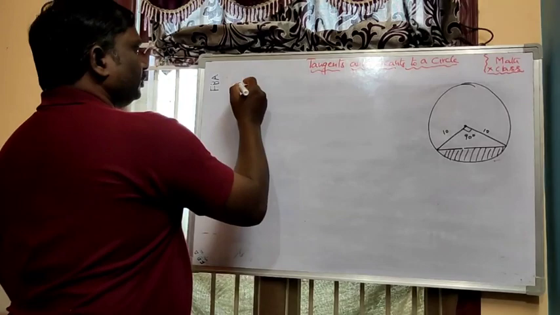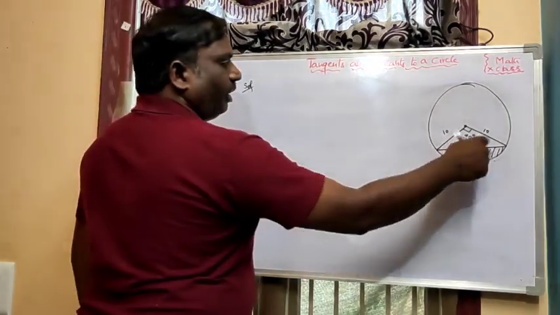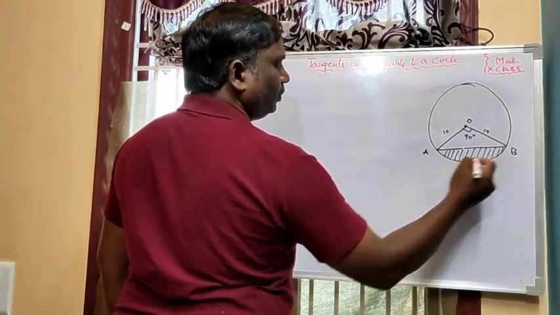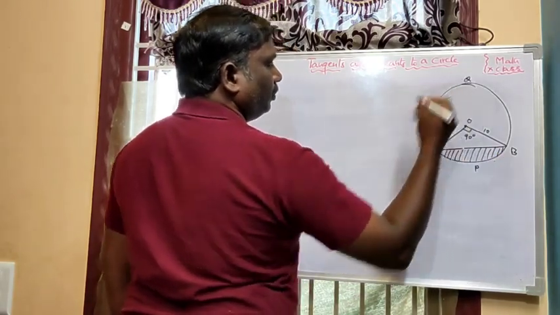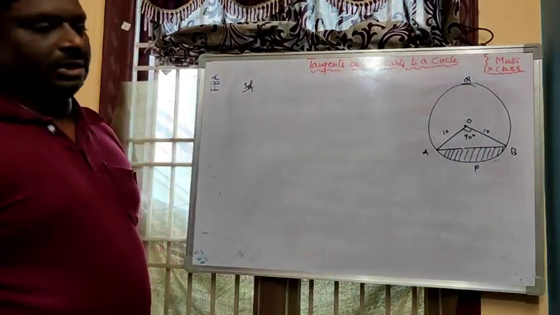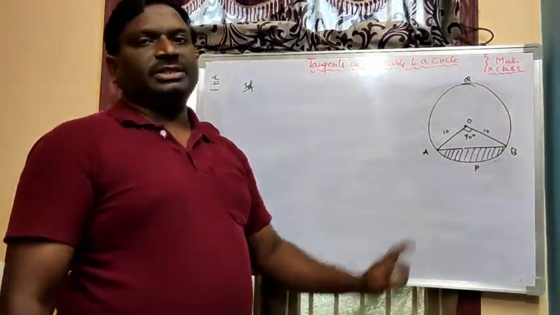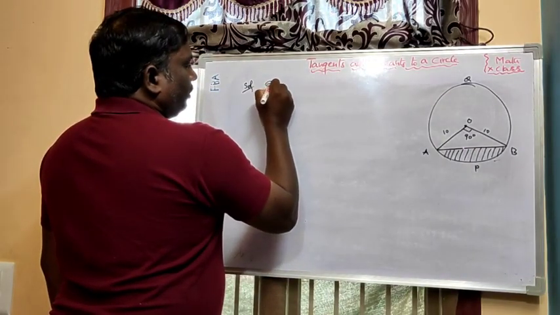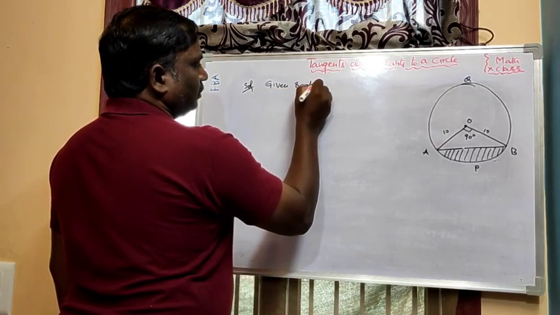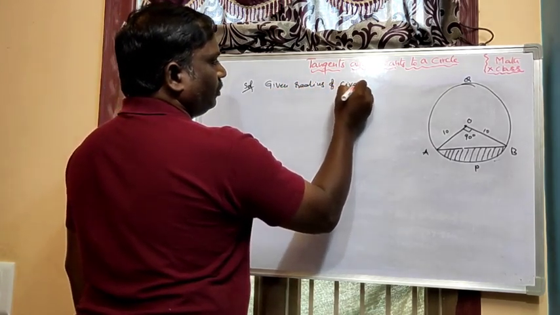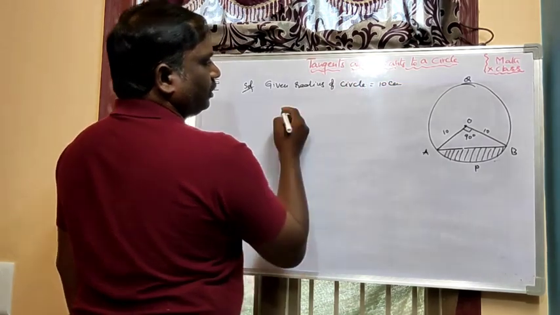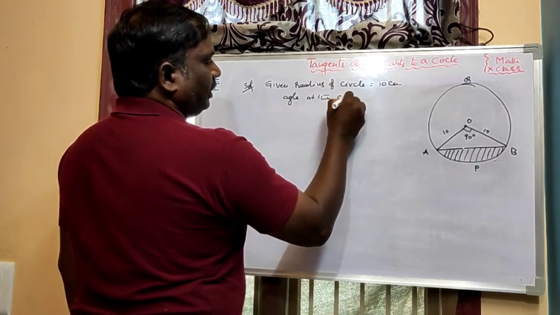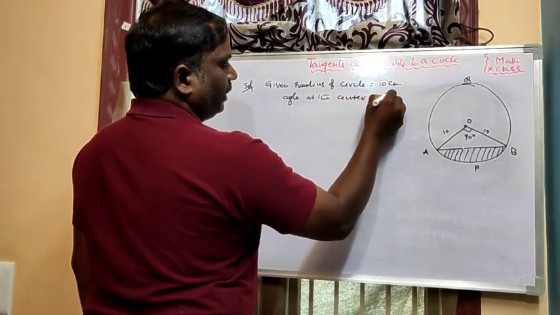So now I need to find the area of the minor segment. O is the center of the circle, A, B, P, Q. So OAPB is a sector. APB is a minor segment. Given the radius of the circle equal to 10 centimeter and angle at the center equal to 90 degrees.